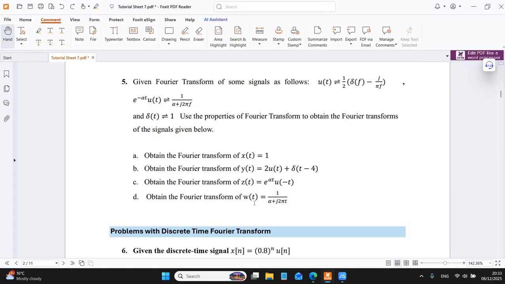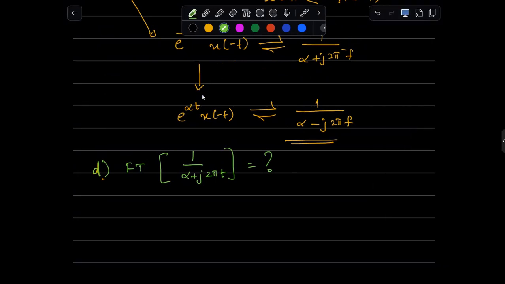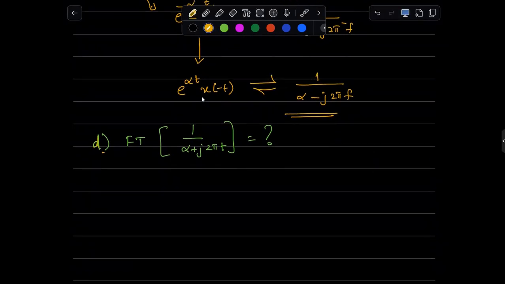Now let us see. Yes, we want to find the Fourier transform of 1 over alpha plus j 2 pi t. What is the Fourier transform of this? I will just show you the solution now. Actually, we know e power minus alpha t into u of t has the Fourier transform 1 over alpha plus j 2 pi f, right?